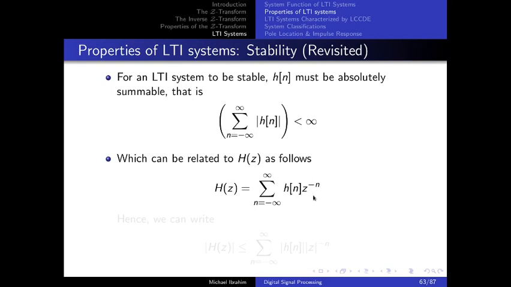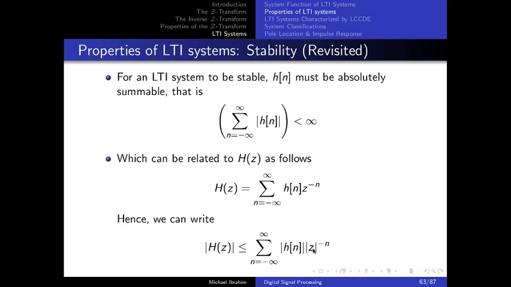If you take a closer look, this summation is similar to this summation except for a few differences. First, it's from minus infinity to positive infinity, same here, h of n. But here we have modulus h of n, and we do not have this z. So, what if we take the absolute value of H of z? The absolute value of H of z would be equal to the absolute value of the summation, which is less than or equal to the summation of the absolute values. So the summation from minus infinity to positive infinity, modulus h of n, modulus z to the negative n.